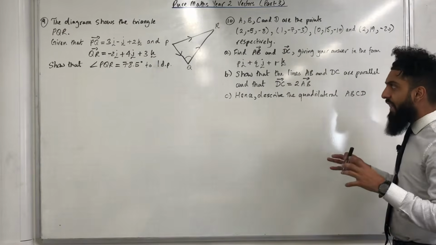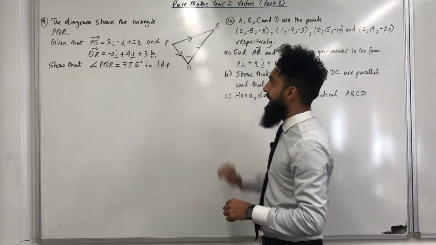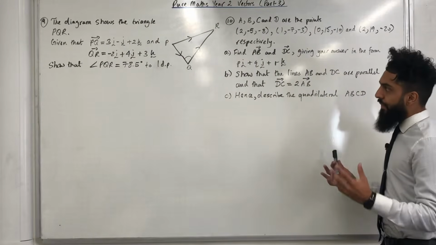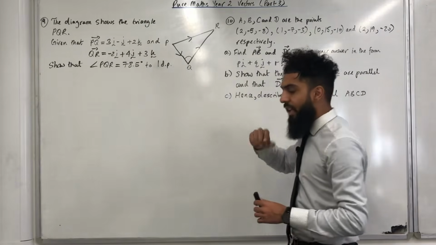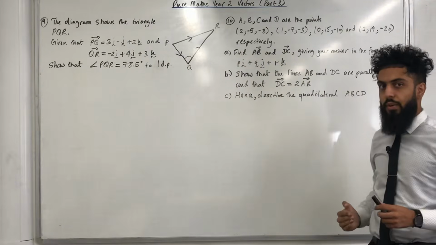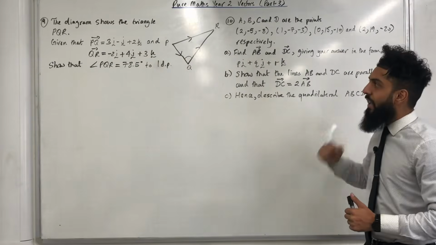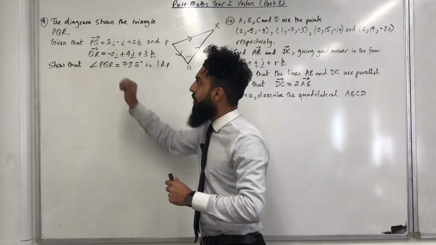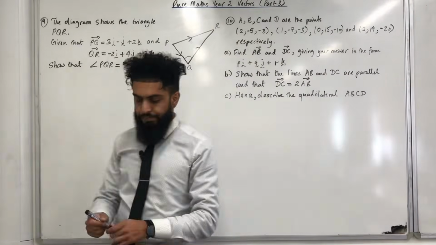Now, we can find the angle PQR if we know the lengths of each of these sides. So, first of all, I know what the vector P to Q is. I can calculate the magnitude of the vector P to Q in order to get the length PQ. In the same way, I can calculate the magnitude of the vector Q to R to get the length QR. So that is my first step.